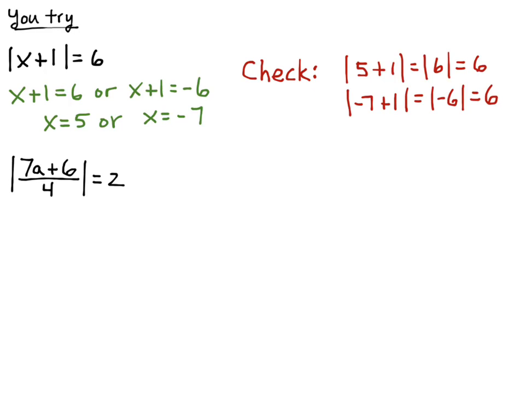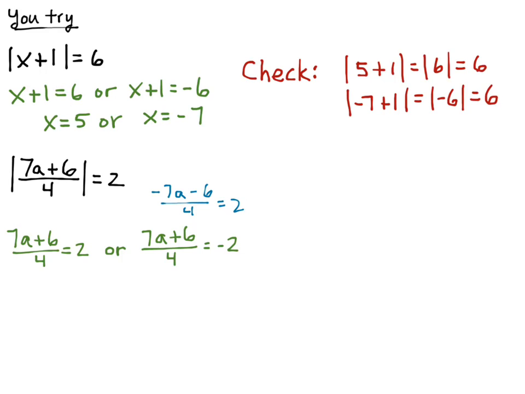Okay, anybody get an answer? A is equal to 2 over 7, or A is equal to negative 2. Okay. When A is 2 over 7, 2 over 7 times 7 is going to be 2. 2 plus 6 is 8. 8 divided by 4 is 2. So you're right. The other answer you gave was? Negative 2. So we have 7 times negative 2 is negative 14. Plus 6 is negative 8. Negative 8 divided by 4 is negative 2. Absolute value of 2 is 2. Absolute value of negative 2 is 2. Okay, so very good.